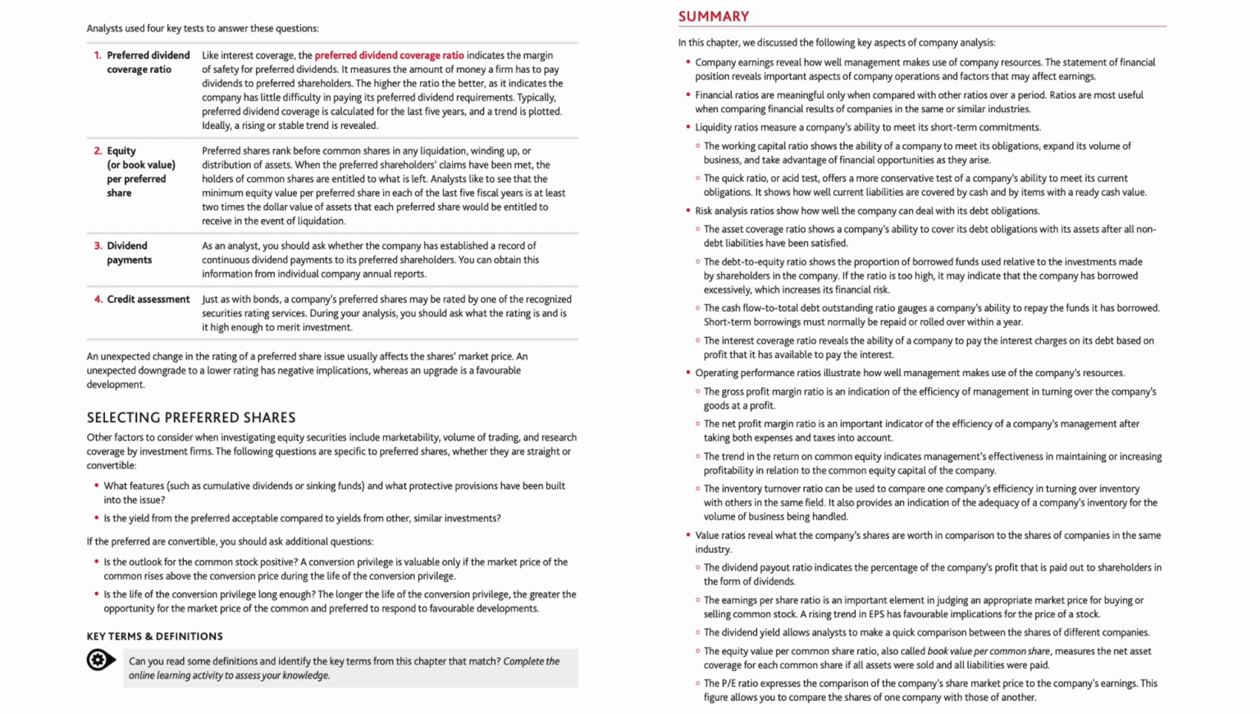The earnings per share ratio is an important element in judging an appropriate market price for buying or selling common stock. A rising trend in EPS has favorable implications for the price of a stock. The dividend yield allows analysts to make a quick comparison between the shares of different companies. The equity value per common share ratio, or book value, measures the net asset coverage for each common share if all assets were sold and all liabilities were paid. The PE ratio expresses the comparison of the company's share market price to the company's earnings. This figure allows you to compare the shares of one company with those of another.